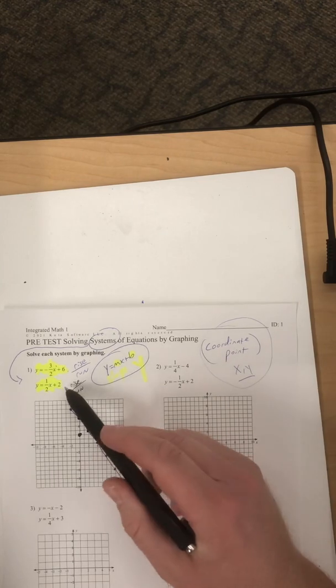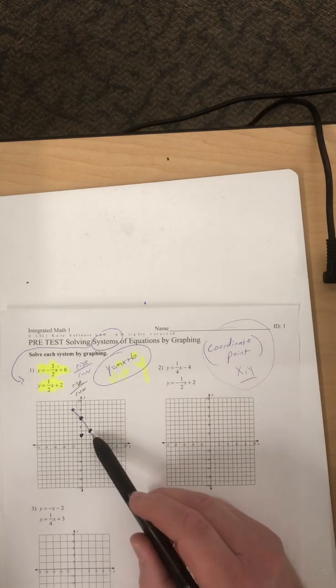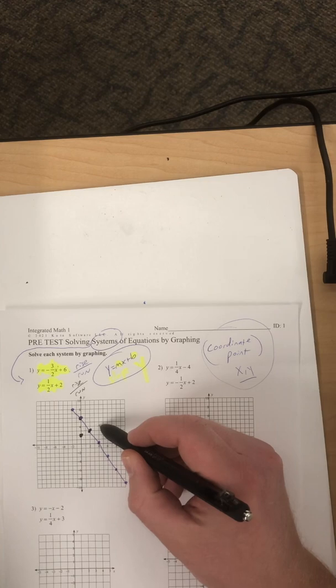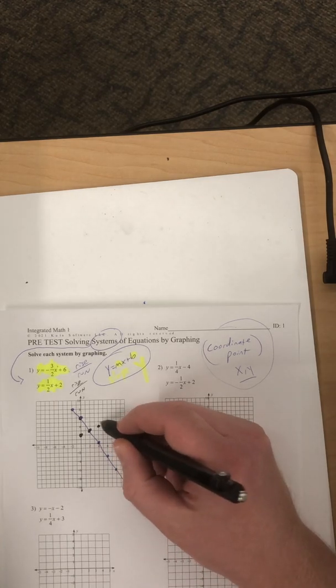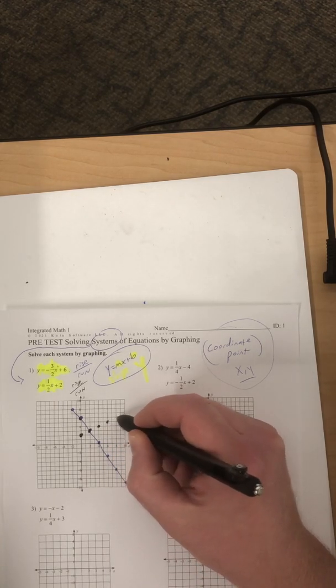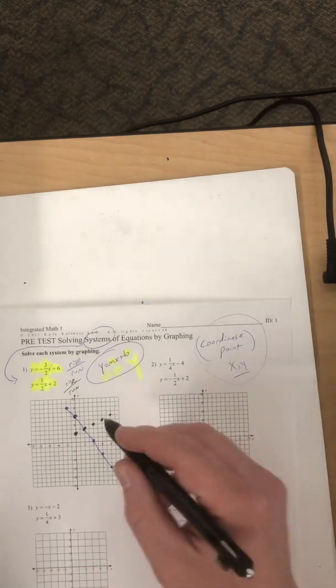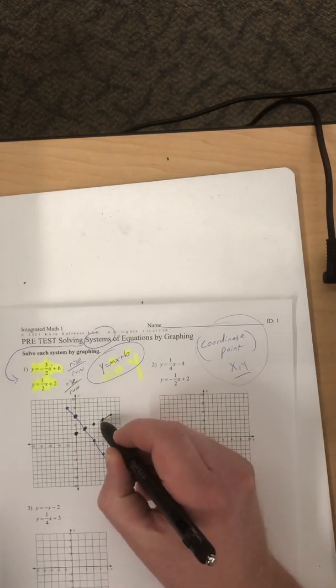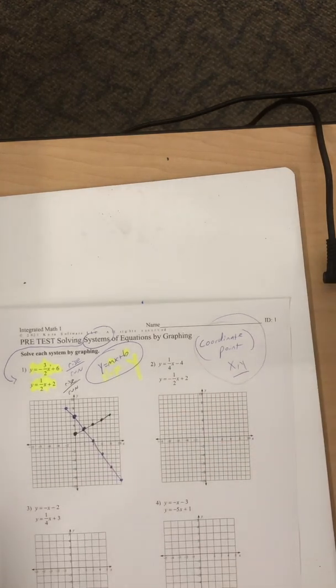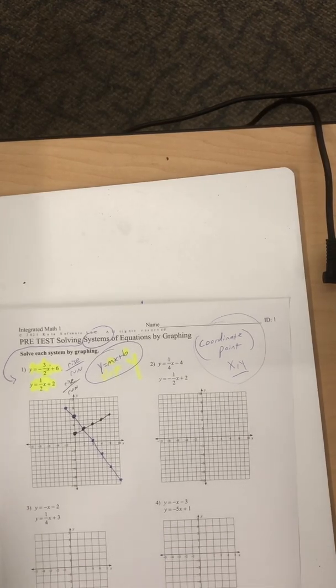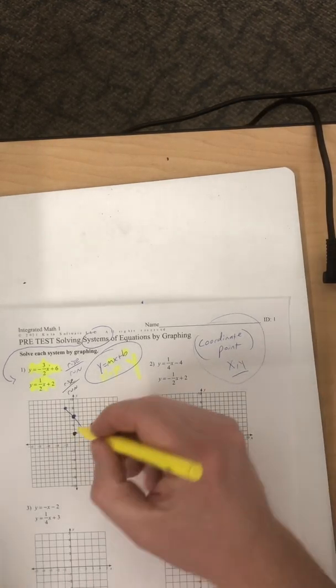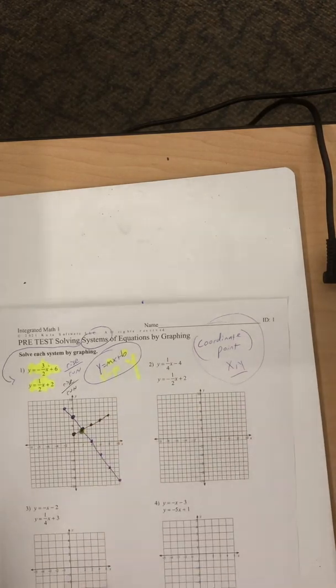Start at the 2 because that's my y-intercept. Up 1 over 2, up 1 over 2. I can do that all day, all right? I'm going to try to go straight. Boom. I have my 2 lines now, and they only intersect at 1 point. And that's this point right there.